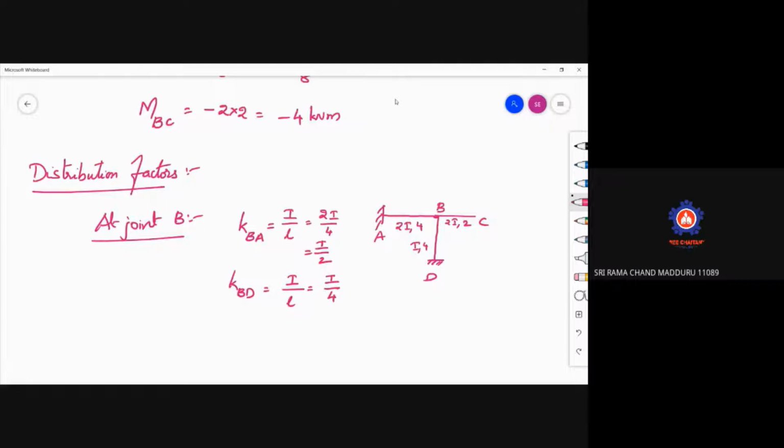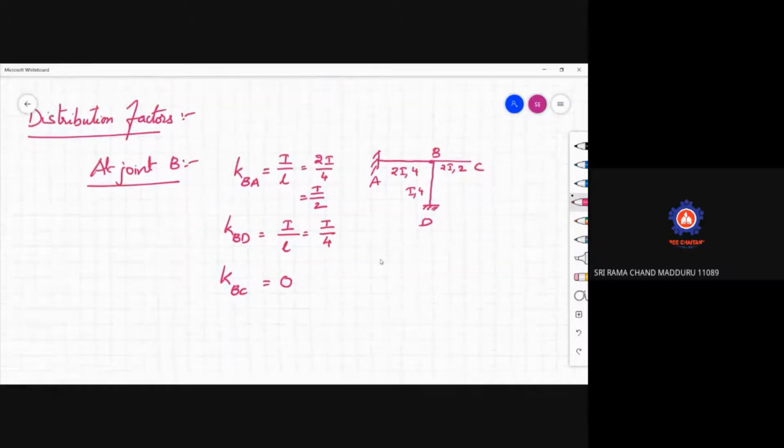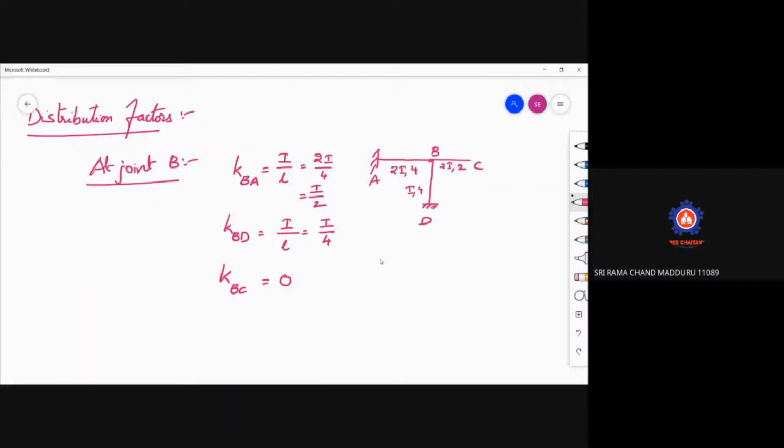That is the value. Now coming to KBC, when writing the relative stiffness of the member, the far end has no support. If a hinge support were there, you might have 3/4. But here there is nothing, hence KBC will be taken as 0. As no support is there at C, the relative stiffness of BC will be written as 0.